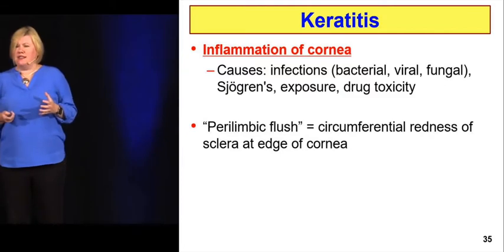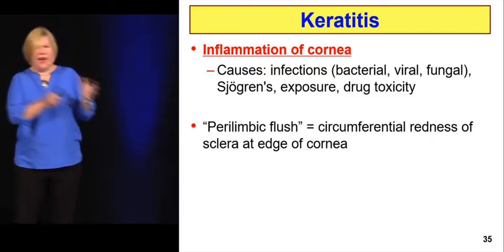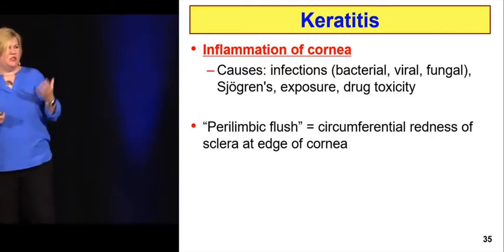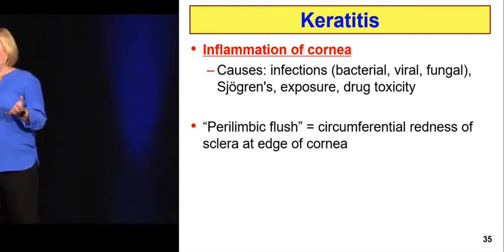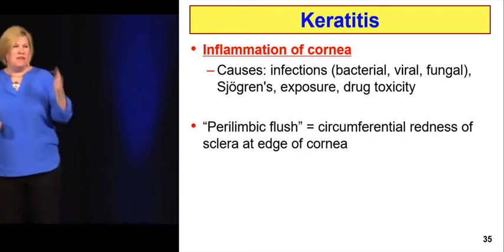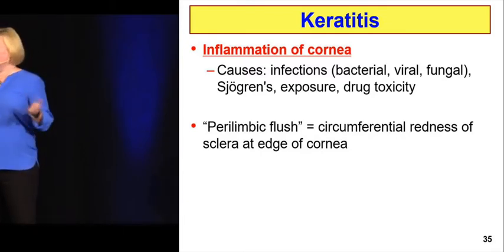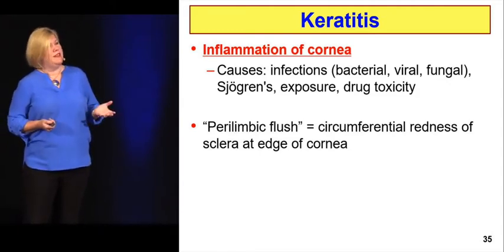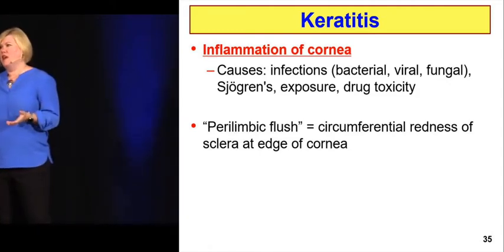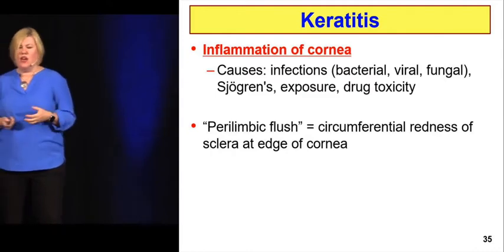Okay, keratitis. Keratitis, as I said, is corneaitis. It's inflammation of that cornea. So we're going a little deeper than the conjunctiva. And this can be, again, from a variety of causes. It can be bacterial, can be viral, could be fungal. Could be something like Sjogren's, something more autoimmune. It could be also from exposure, like UV light exposure, or even drug toxicity, chemical keratitis.